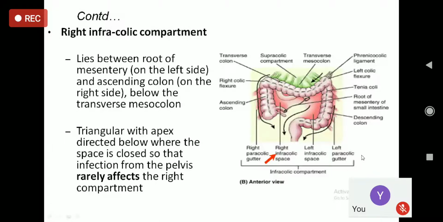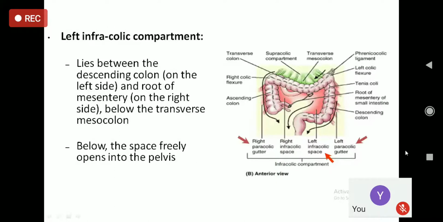The space is closed, so infection from the pelvis rarely affects the right compartment because of the boundary by the ascending colon, transverse colon and transverse mesocolon, and the root of the mesentery, which forms the complete boundary of the right infracolic compartment. So this area is rarely affected by the pelvic organs. So this is the right infracolic compartment, and move on to the left infracolic compartment.